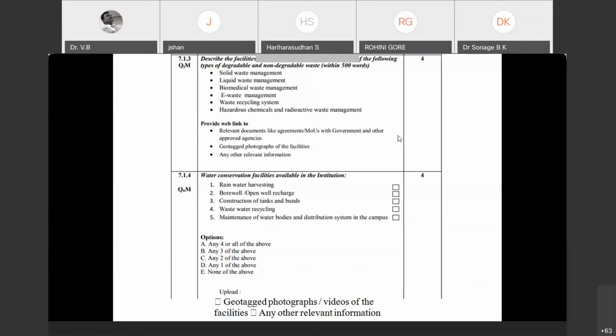So that is about solid waste management, the license that they have procured for disposing of the waste, and the e-waste management, how the institution is managing it, in case all the electronics and computer hardware is given away as junk, how it is being properly disposed. That point should be elaborated here in the qualitative metric. And the next point is water conservation facilities like rainwater harvesting, borewells, and tanks. For all of this, you will require geotagged photographs of the facilities.